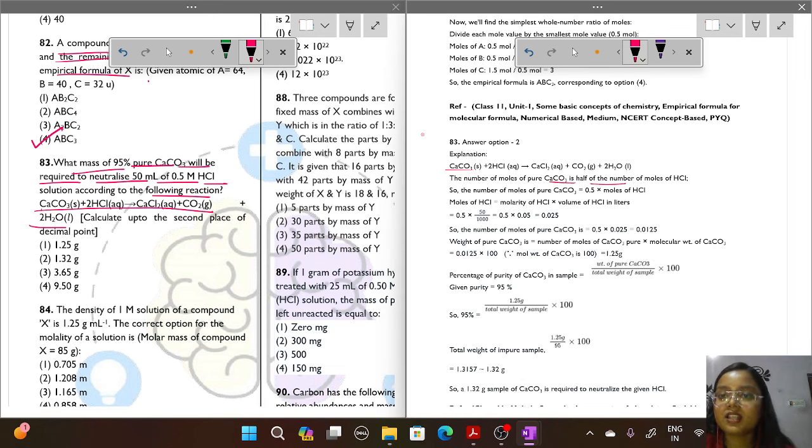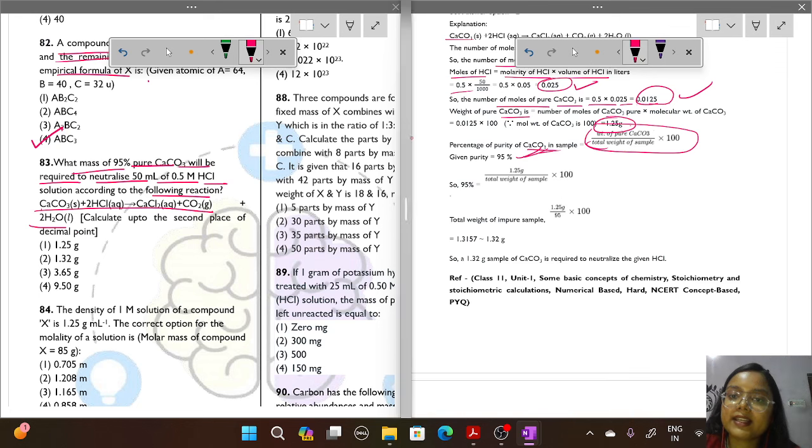The number of moles of pure CaCO3 is half the number of moles of HCl. So moles of pure CaCO3 will be 0.5 into moles of HCl. Now moles of HCl is molarity into volume, which comes out to be 0.025. Also, we know that the number of moles of pure CaCO3 is 0.5 into 0.025, which is 0.0125. And the weight of pure calcium carbonate comes out to be 1.25 gram. Now the percentage of purity we can calculate by the formula: weight of pure CaCO3 by total weight of sample into 100. Given purity is 95%, so upon this we can calculate the weight of the sample, which comes out to be 1.32. Option number 2, 1.32 is the correct option.